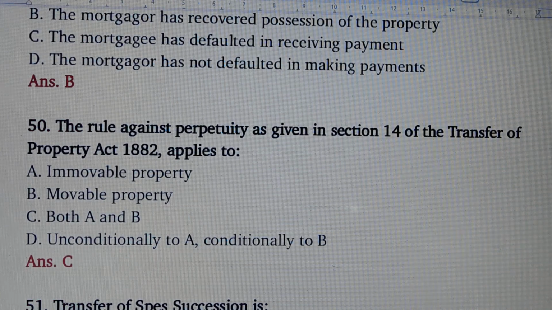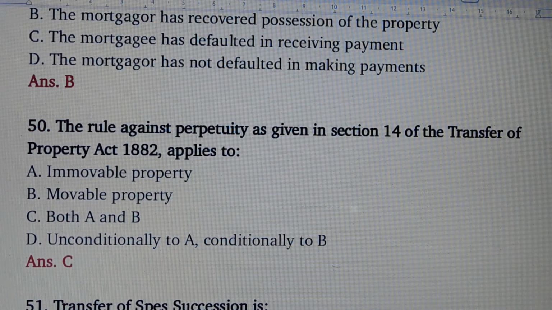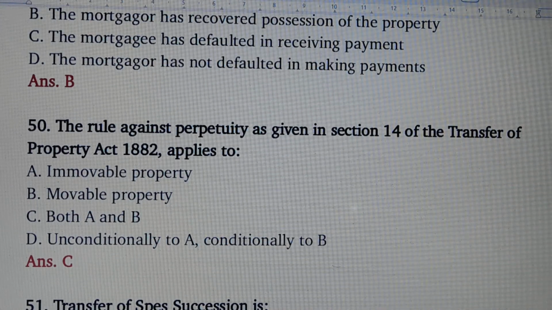Question number 50. The rule against perpetuity as given in section 14 of the Transfer of Property Act 1882 applies to. Answer is option number C. Both A and B means option A immovable property, option B movable property.